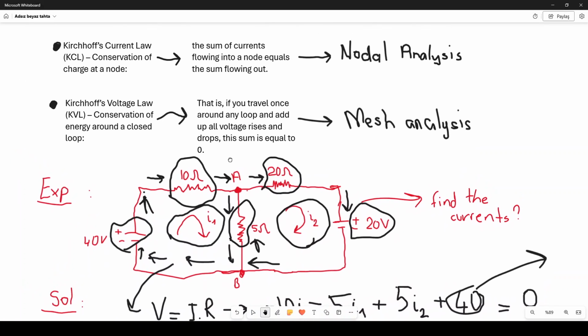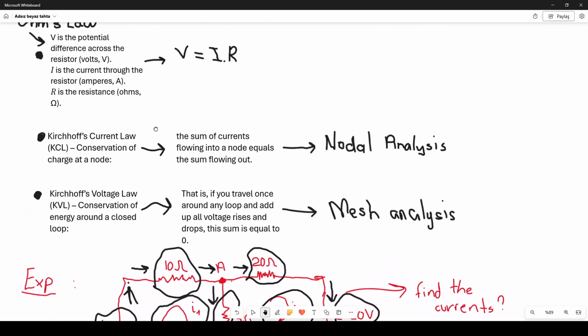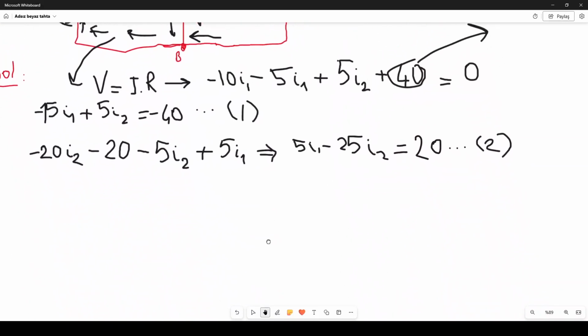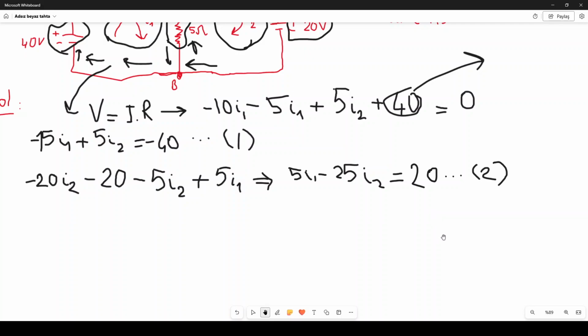And how did I succeed? I simply used both Ohm's law and Kirchhoff's second rule, Kirchhoff's voltage law, right? So the conservation of energy rule is used in this example. And what is left is that I just need to solve this system. I can use the elimination method, the Gaussian elimination method, or Gauss-Jordan, or any other technique that I know. But from now on, it is very simple.